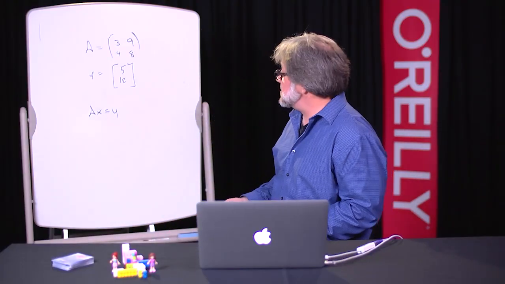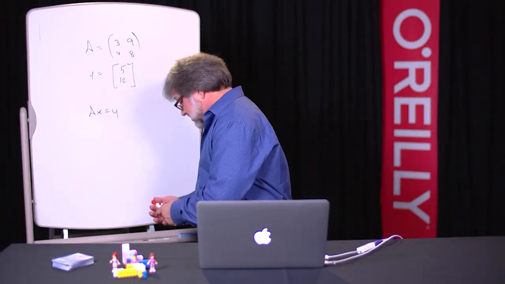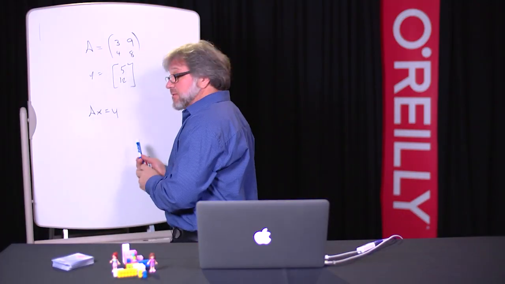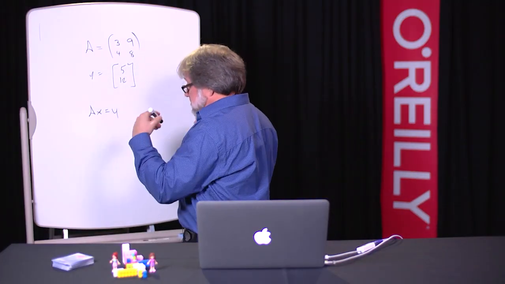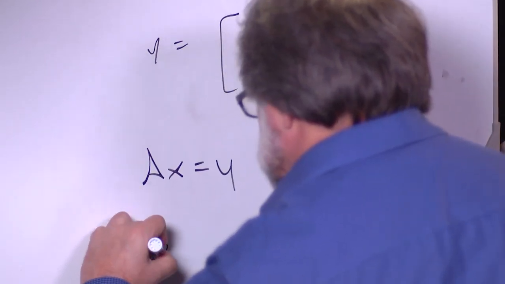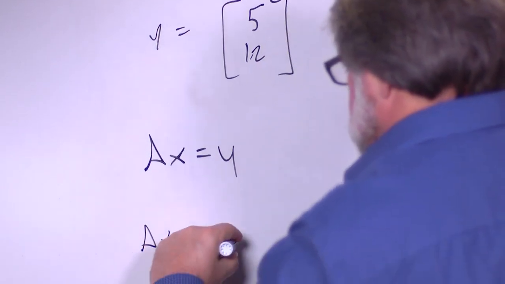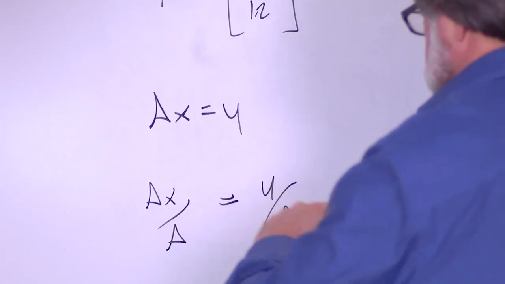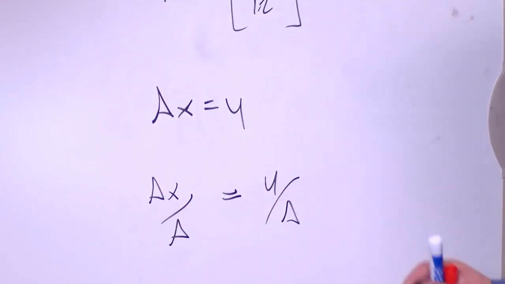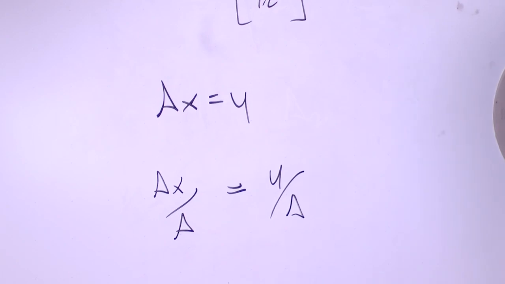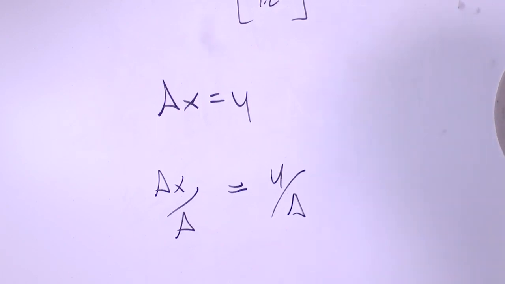Now, one of the things that would be nice to do here would be to say, well, what if we could just divide by A from both sides? So ostensibly, if this was just a simple problem in algebra, you could say A times x divided by A would be y divided by A. You divide both sides by A. And that would be nice if you could divide by a matrix, but that's kind of problematic. So can't really do that.